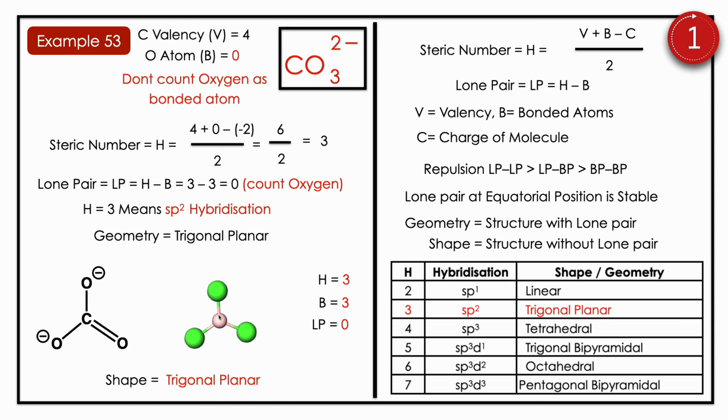Lone pair will be H minus B, which is 3 minus 3 equals 0. H3 means sp2 hybridization. Since there is no lone pair, geometry and shape will be same. Geometry will be trigonal planar, carbon at the middle, oxygen at the corners. So shape of CO3 2 minus is trigonal planar.